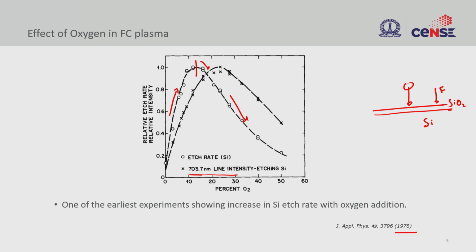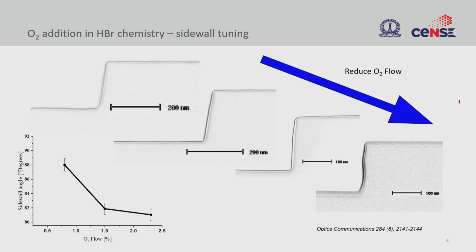But you always want to increase the reaction rate, so you want to operate below this optimal oxygen percentage, so that your etch rates can be higher. Not only for etch rates, you can also use oxygen to tune the sidewall angle. When you add oxygen, it always creates some sort of silicon oxycarbide type polymers that settle on the sidewall. So these polymers are generated and then go and settle on the sidewall.